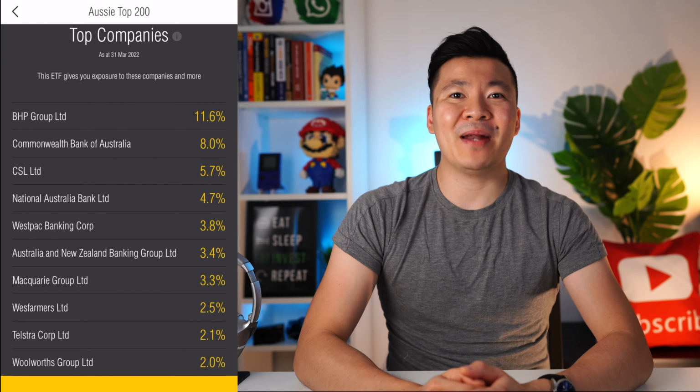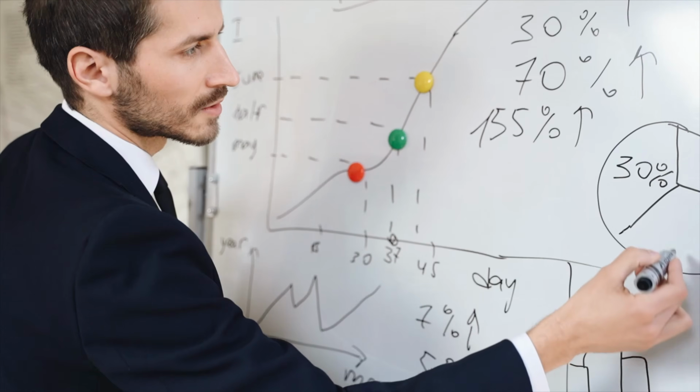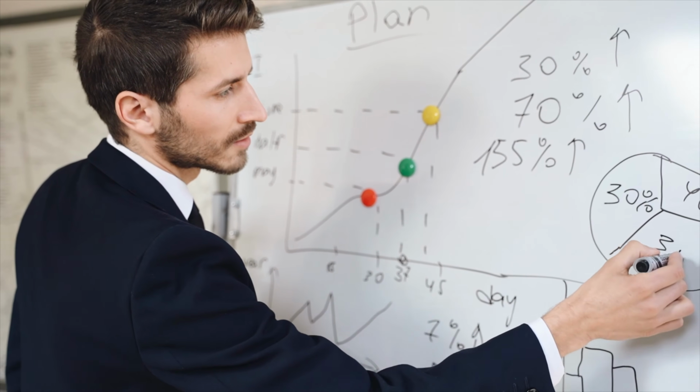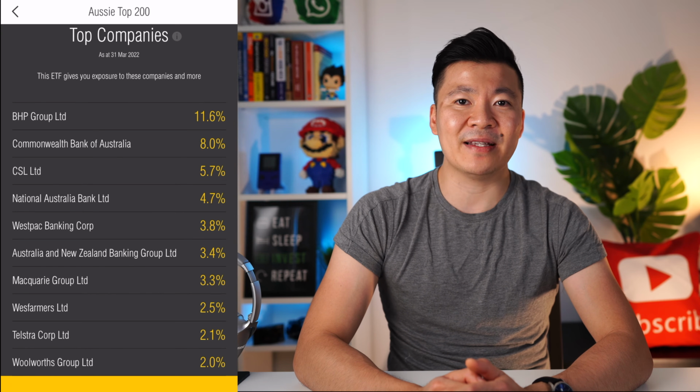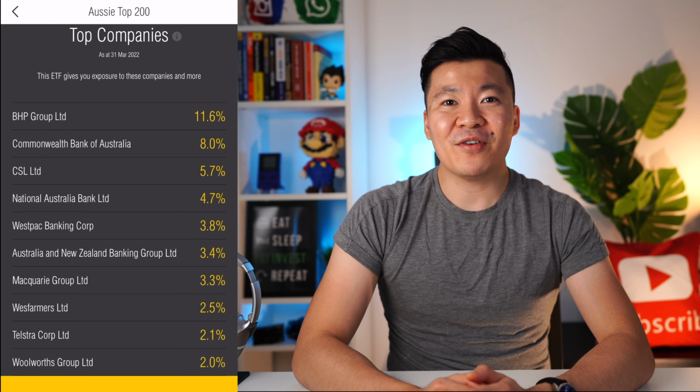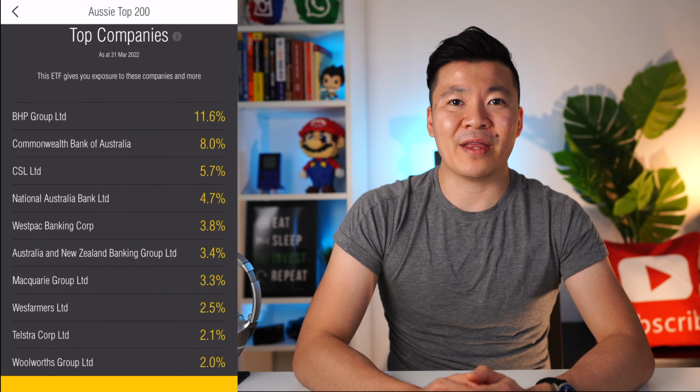By the way, blue chip companies just means it's a well-established and well-known company that has consistent revenue and stable growth over time. If you scroll down, you can see their top 10 companies and how much each of these companies is part of the ETF in percentages. Please note the bigger the company by market cap, the more the ETF will invest in.